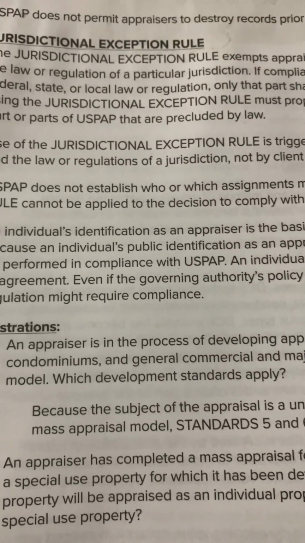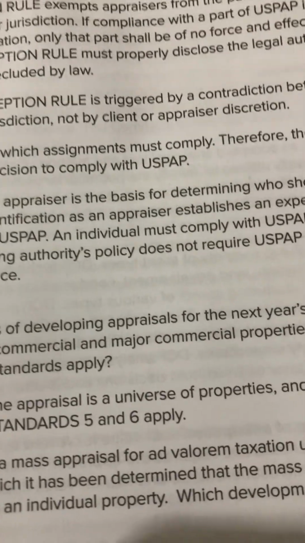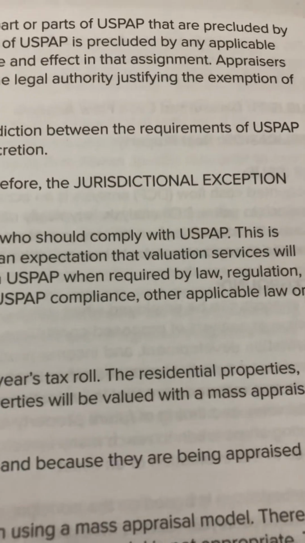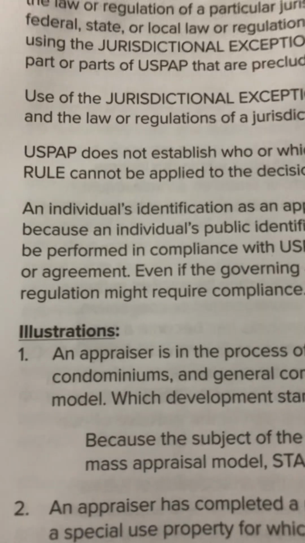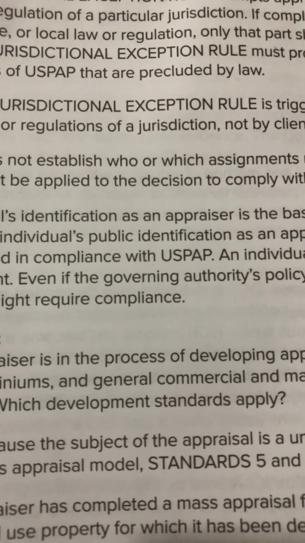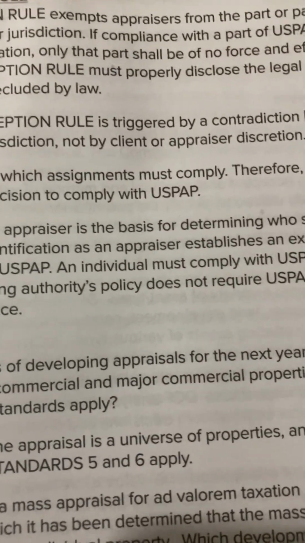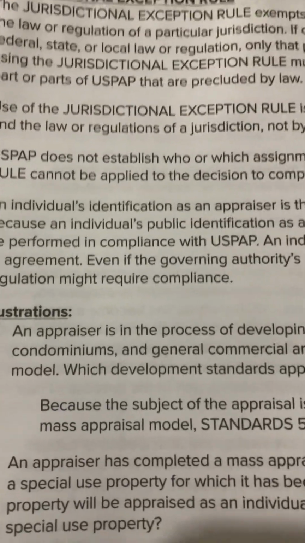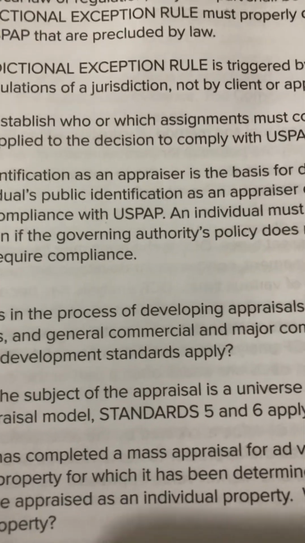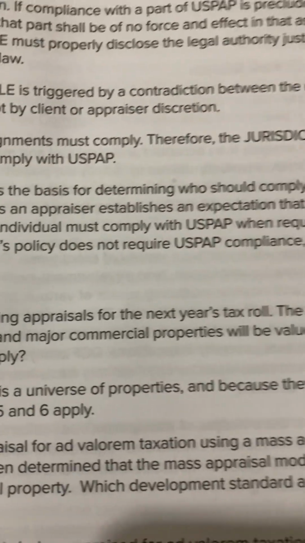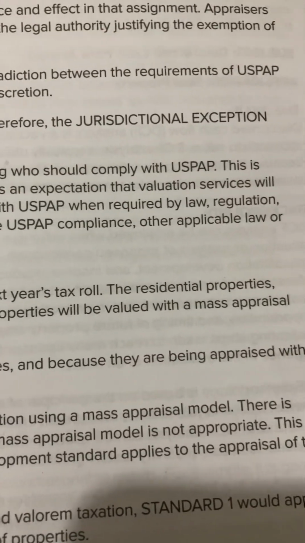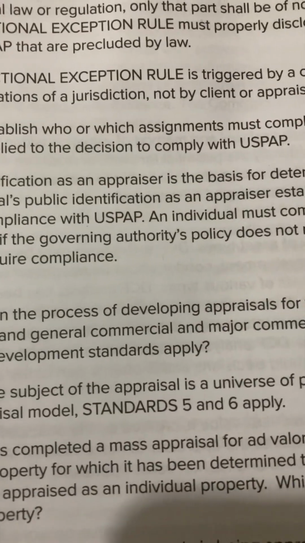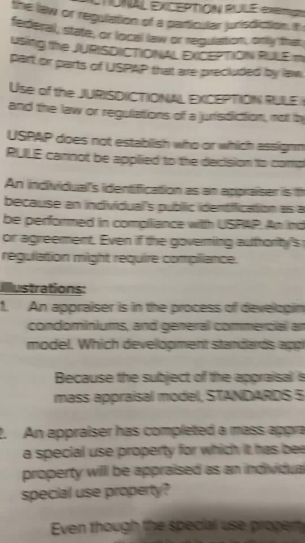Use of the Jurisdictional Exception Rule is triggered by a contradiction between the requirements of USPAP and the law or regulations of a jurisdiction, not by client or appraiser discretion. USPAP does not establish who or which assignments must comply. Therefore, the Jurisdictional Exception Rule cannot be applied to the decision to comply with USPAP.